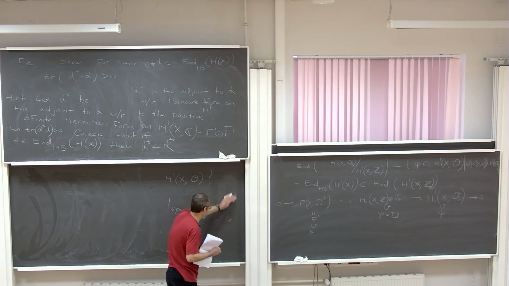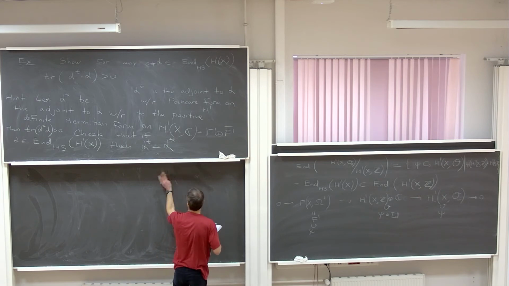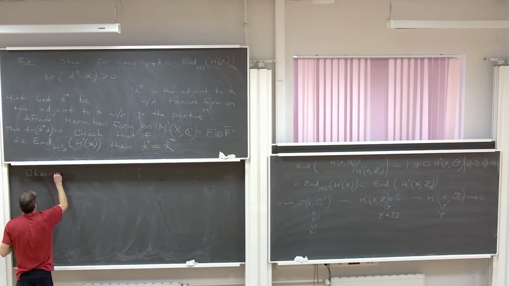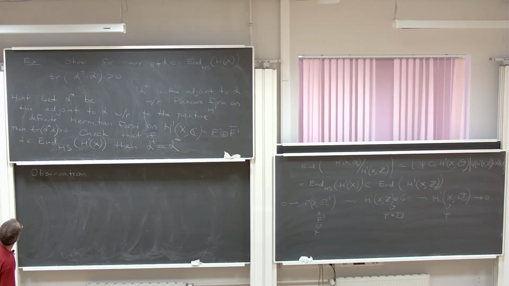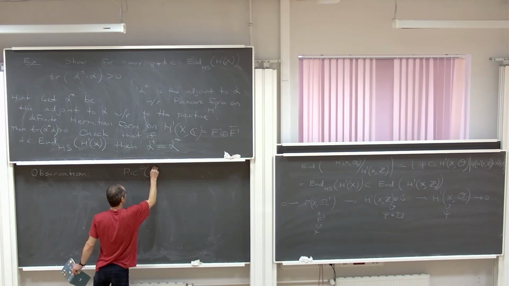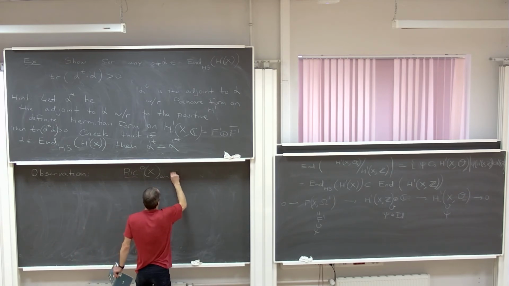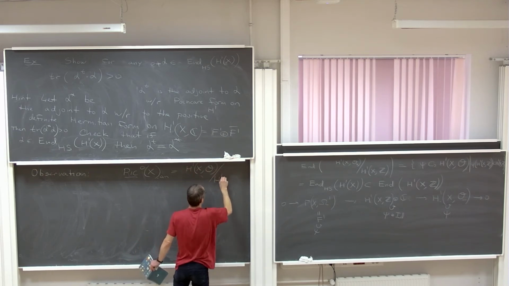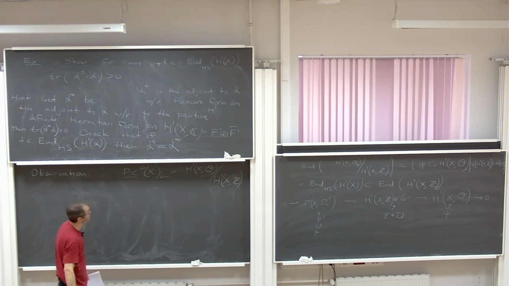Now, here is one more observation that I want to make. So let's return to the formula for the Picard group. So Pic^0 of X, analytic, is H1 of X with coefficients in O, modulo H1 of X with coefficients in Z. Okay?